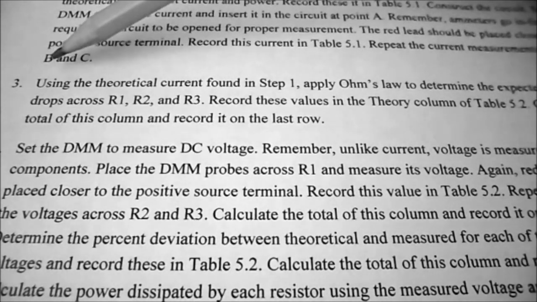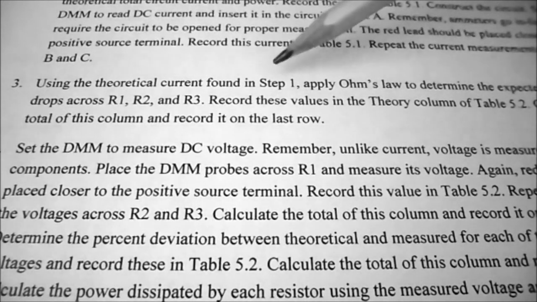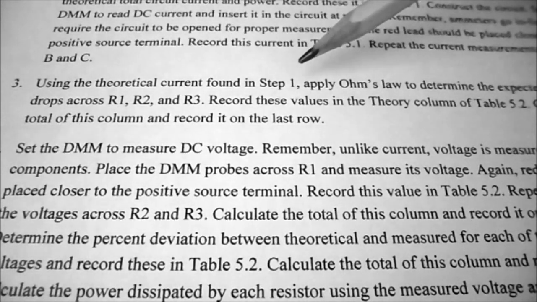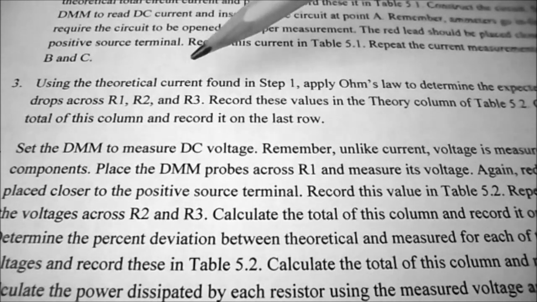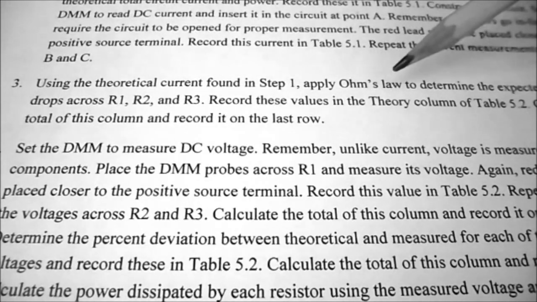Moving on to step 3, under procedure, we're going to be using the theoretical current found in step 1. Apply Ohm's law to determine the expected voltage drops across R1, R2, and R3. We're going to record these values in the theory column of table 5.2. Then we're going to calculate the total of this column and record it on the last row.